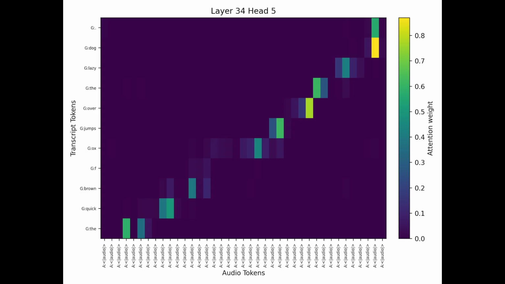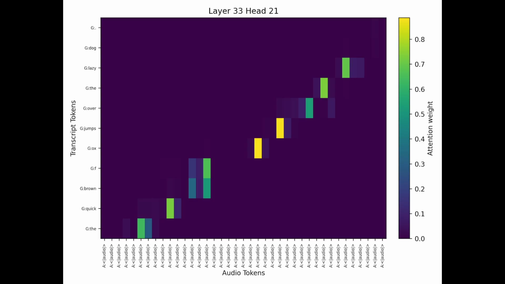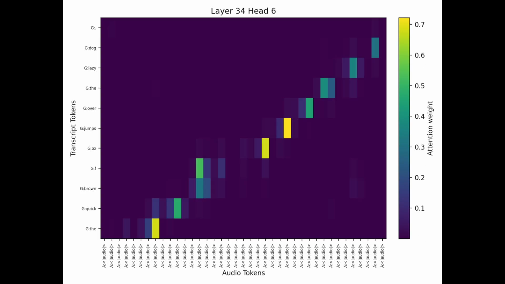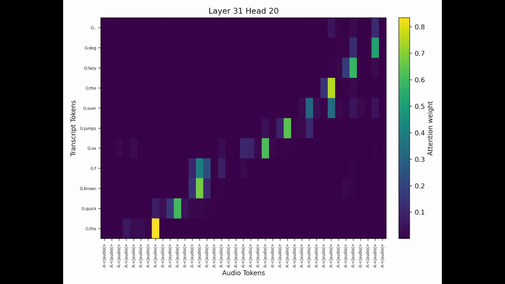There are, of course, some other heads, like, for example, layer 34's head 5 and head 29, which also had very high scores, as well as layer 33's head 21, 34's head 6, and 31's head 20. So there are quite a few different heads that learn this kind of pattern. But what you may have noticed as I show you these different visualizations is that they all learn slightly different representations. They have slightly different activations. Some of them are a bit more noisy. They're not quite as high of a score with respect to monotonicity. And so they represent slightly different pieces of information. And so here was my thought.